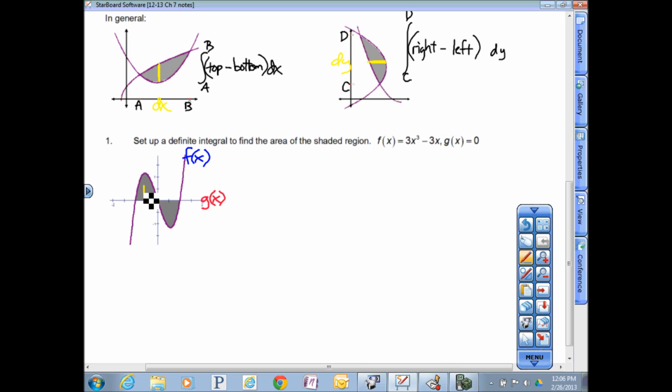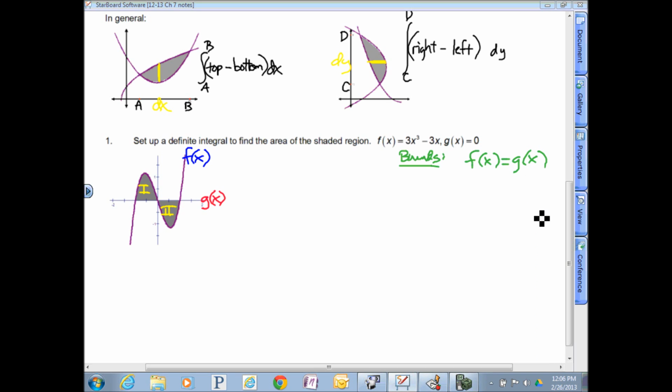And what we have here is region 1 and region 2. Now, with this region 1 and this region 2, what a lot of people are going to do is look at this and go, oh, if I could just figure out what the bounds are, I'd be golden because I could just integrate this thing. Well, how do I find my bounds? If I don't have a calculator to do my intersection command, then I'm going to set f of x equal to g of x, and I'm going to solve.